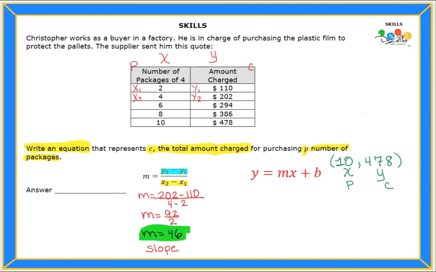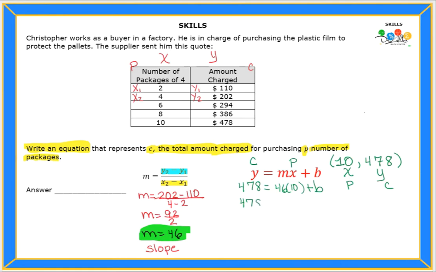Let's go ahead and replace the values here. So my Y, it's 478. Okay? My M is the slope, which is 46. My X, it's 10. And I'm going to write down plus B. Okay? If you want to, we can go up here on the equation and replace Y with a C. And we can replace X with a P. Just so that when I finish it up, I can just go back and write down my new letters, right? Or variables. So I'm going to continue.